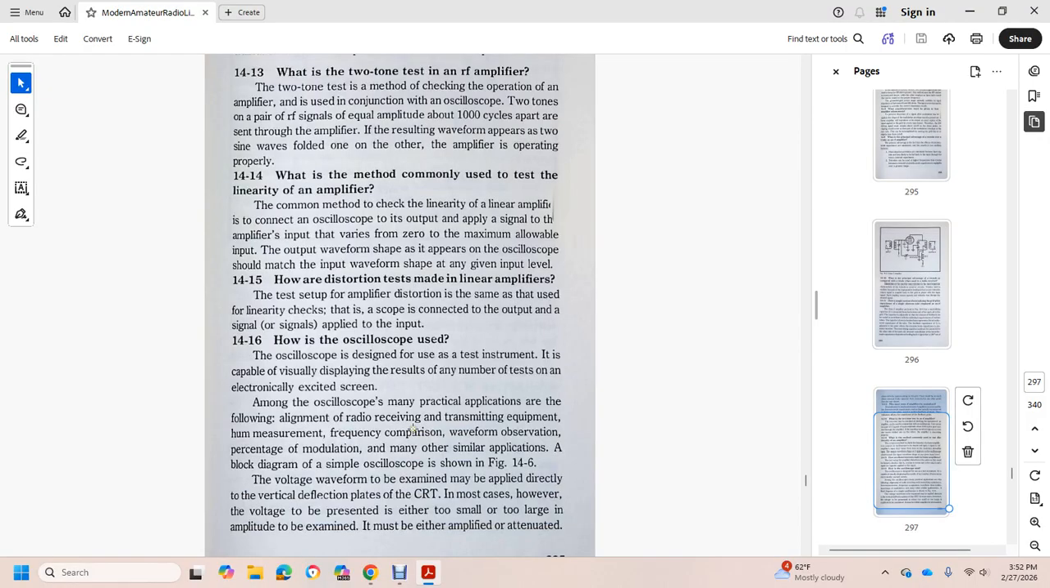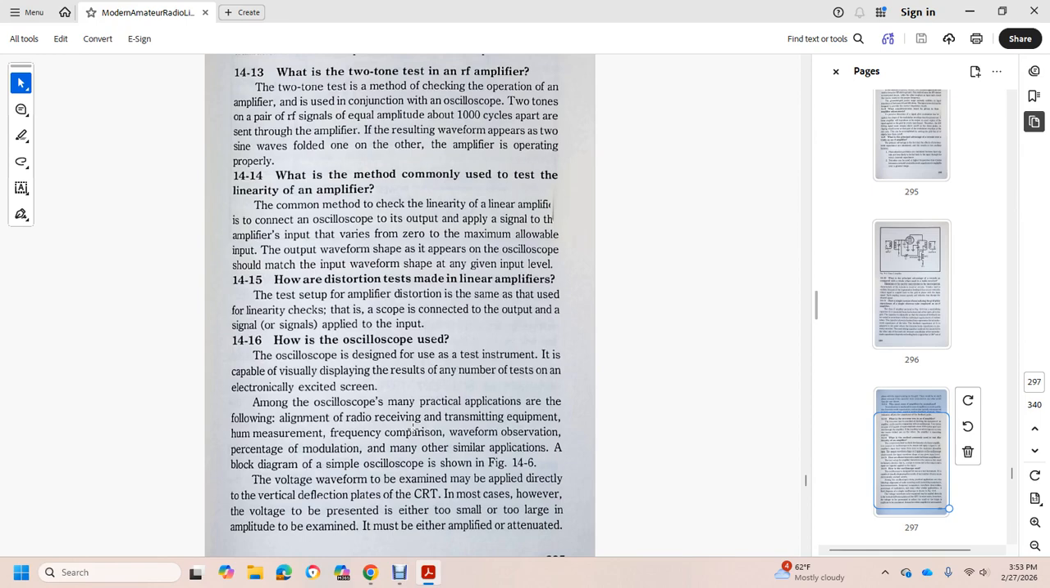How is the oscilloscope used? The oscilloscope is a test instrument capable of visual display of the results of a number of tests, electronically exciting the screen. It has many practical applications in radio receiving and transmitting equipment, such as hum measurement, measurement of frequency, comparison of waveforms, and observation of percentage modulation. A block diagram of a simple oscilloscope is shown in figure 14.6.